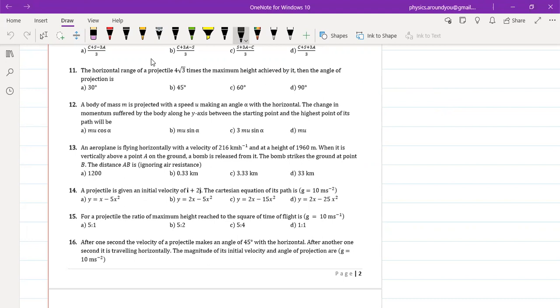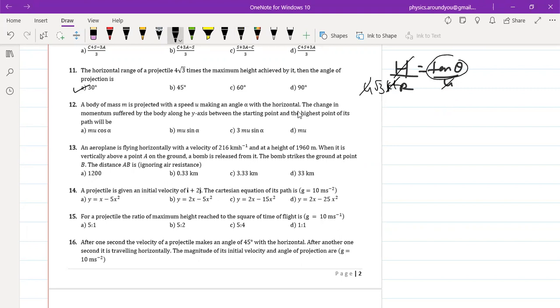It's 4 root 3 times. Well, whenever range and height relation is given, we have explicit relation h by r is tan theta by 4. Okay. So range is 4 root 3 times the height. So I'll just put this r as 4 root 3 times h. The h will go, the 4's will cancel, and we get that tan theta should be equal to 1 by root 3. Tan of which angle is 1 by root 3? 30-degree it is. So 11 goes with 1.